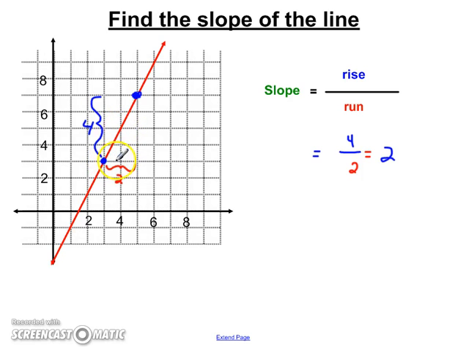Notice that. Look at that. Because this would be 2 over 1, right? So for a run of 1, I have a rise of 2. To the right 1, up 2. To the right 1, up 2.